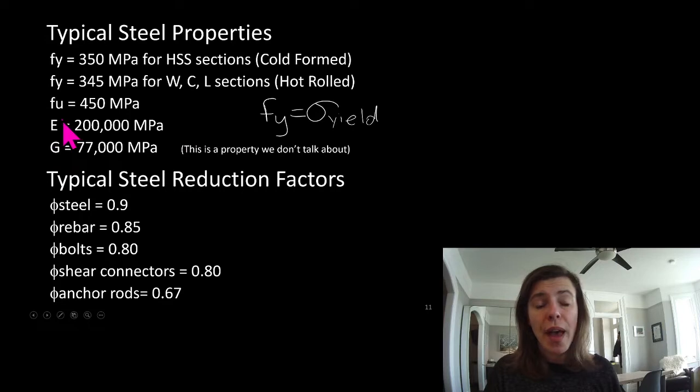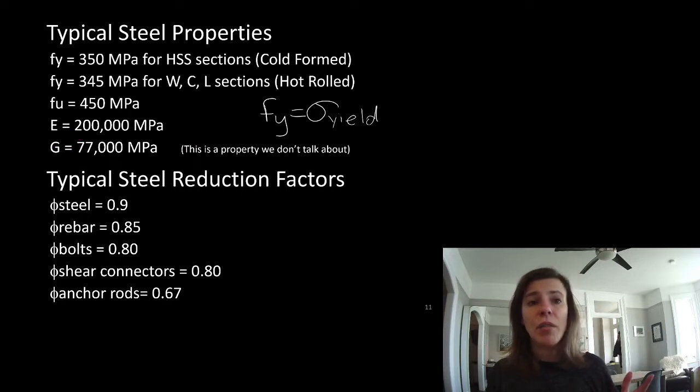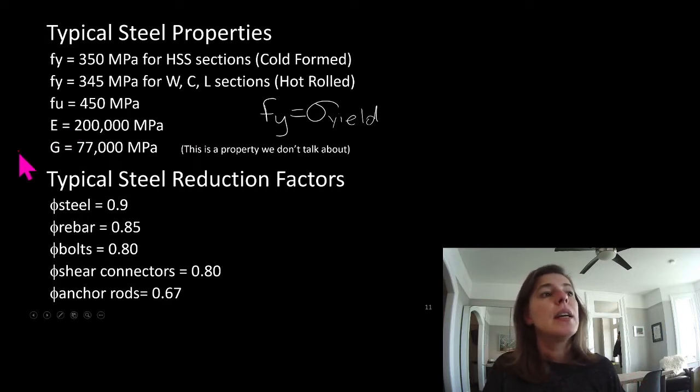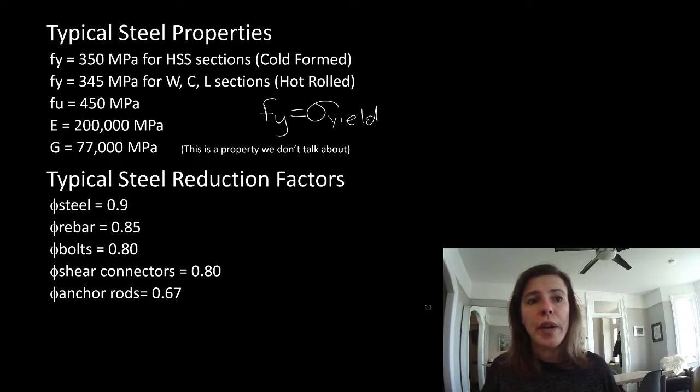E of 200,000 MPa for steel, we already knew. We already talked about that. G, I told you, is related to E through the Poisson's ratio. Not an equation you need to know. We're not going to spend any time talking about it, but we are going to need it in our equations.